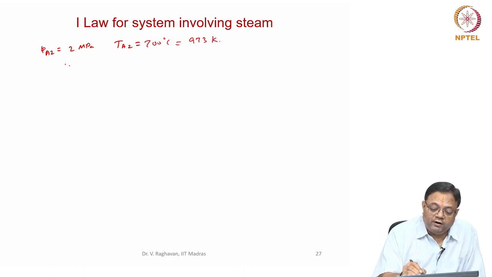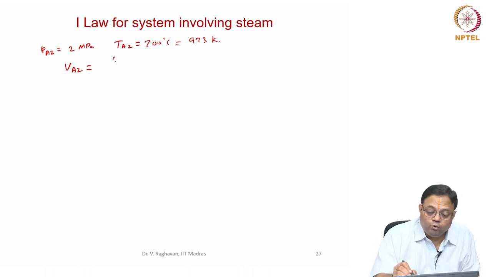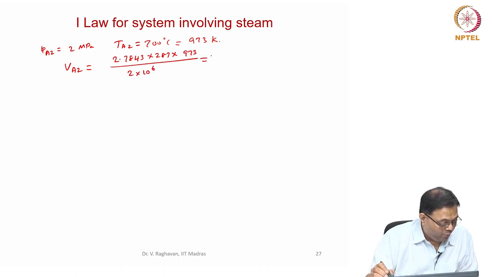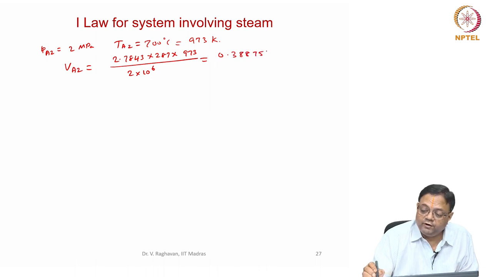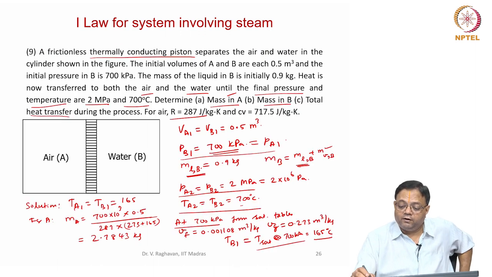So now I can find VA2, correct? VA2 will be equal to what? What is the mass we have calculated? 2.7843 into 287 into 973 divided by 2 into 10 power 6, which is equal to 0.38875 meter cube. Okay, now why I am not calculating mass in B?